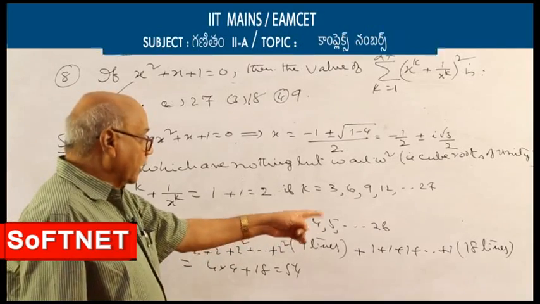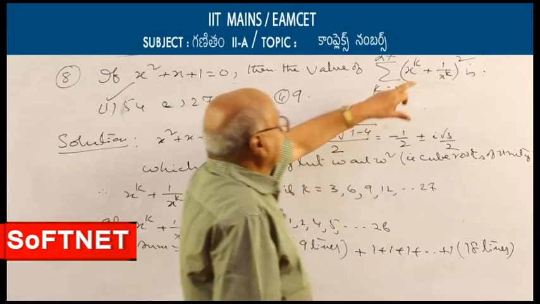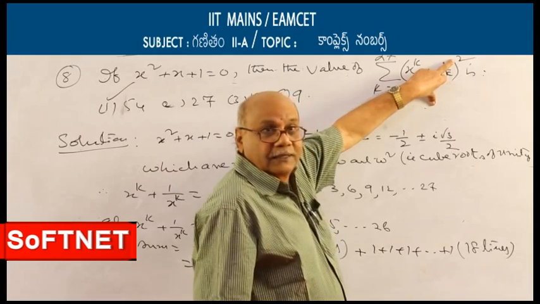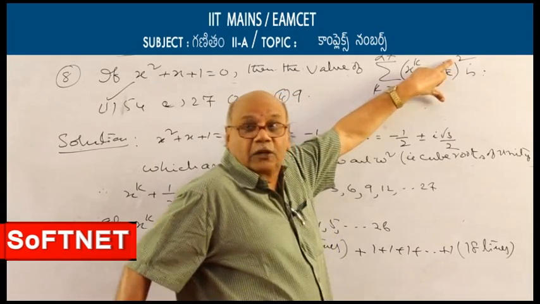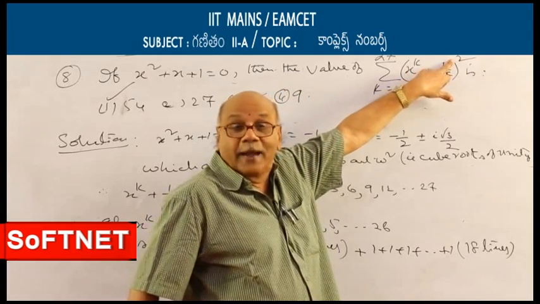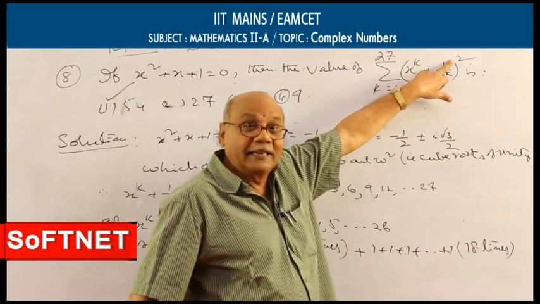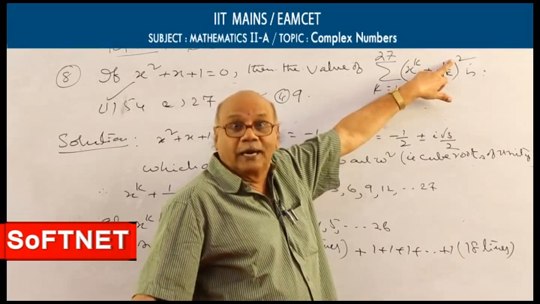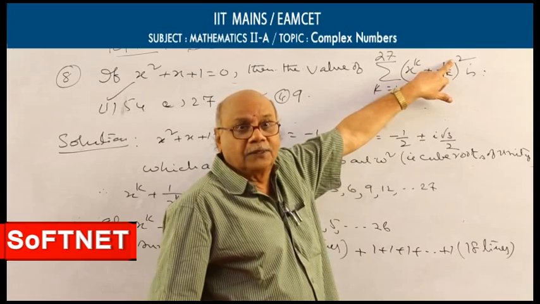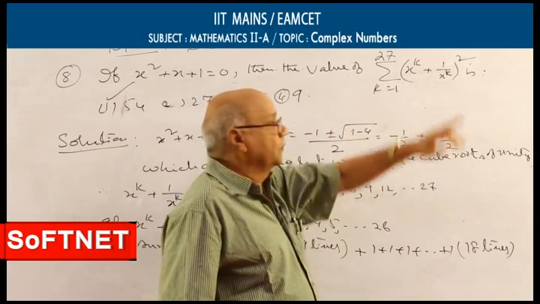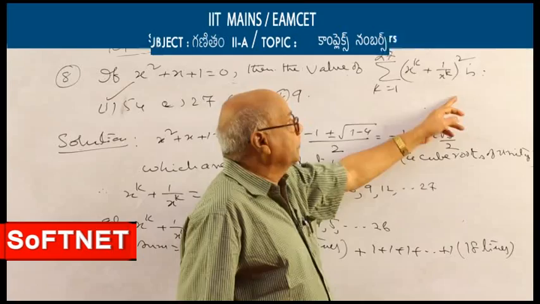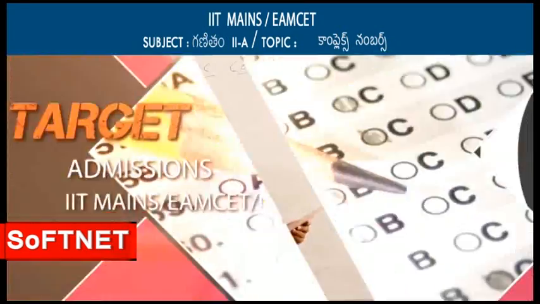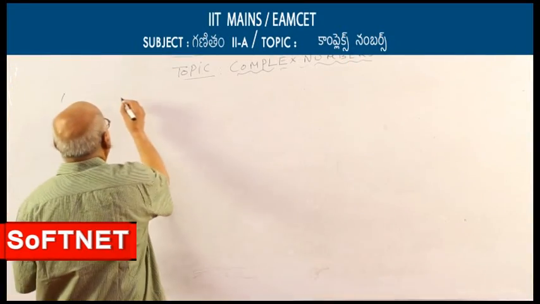And the rest is 1 plus 1. That's why I have written square. If I don't write square, then you will get 2 plus 2 plus 2, 9 times, and minus 1 minus 1 minus 1, 18 times. Only to get a positive integer, we have written that square, x power k plus 1 by x power k whole square. Now we will go to problem number 9.